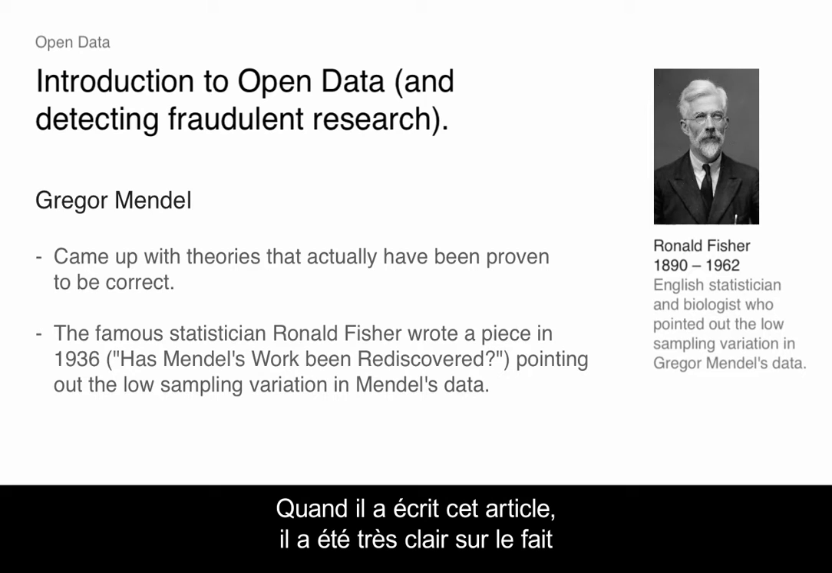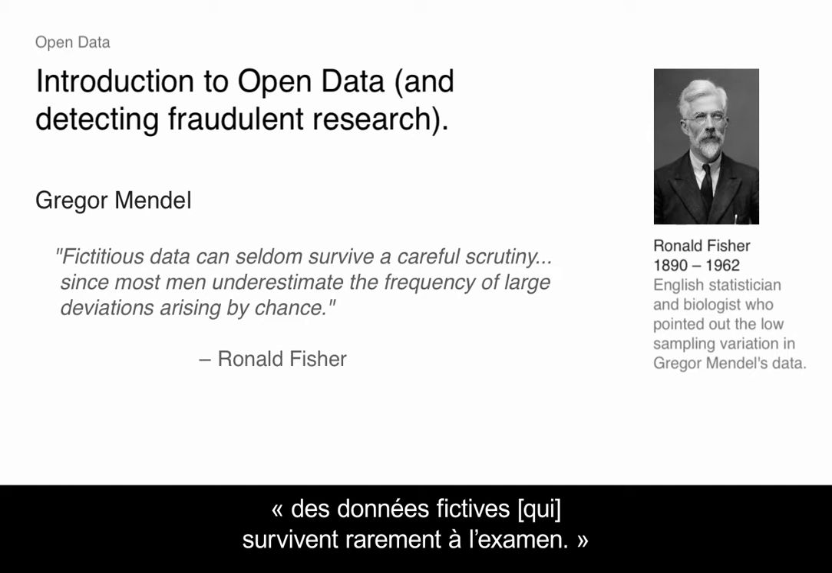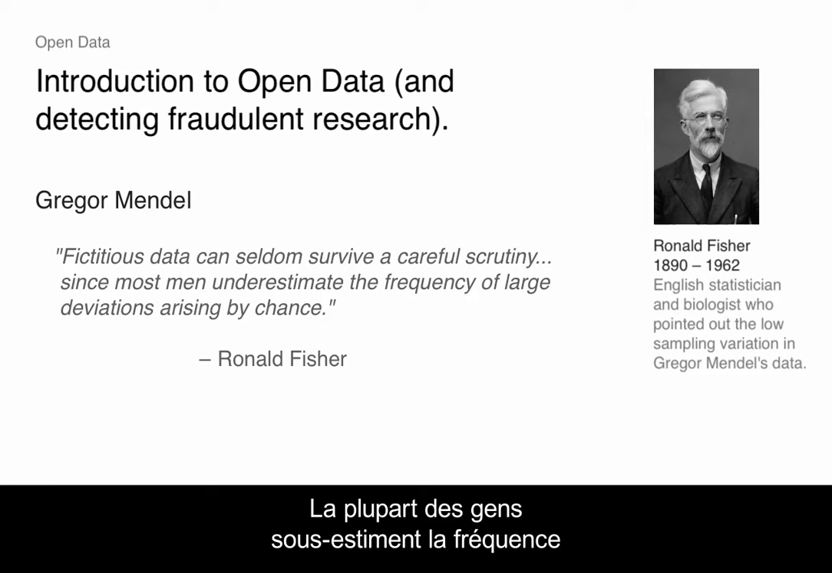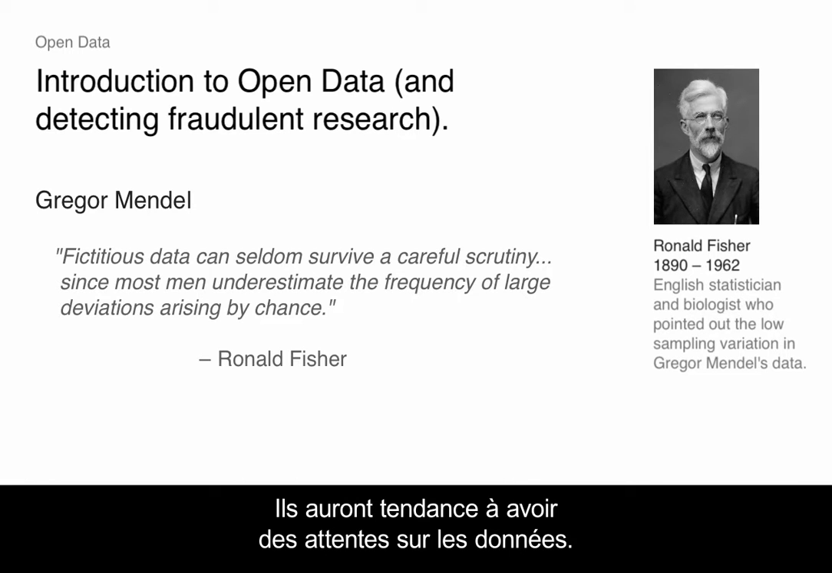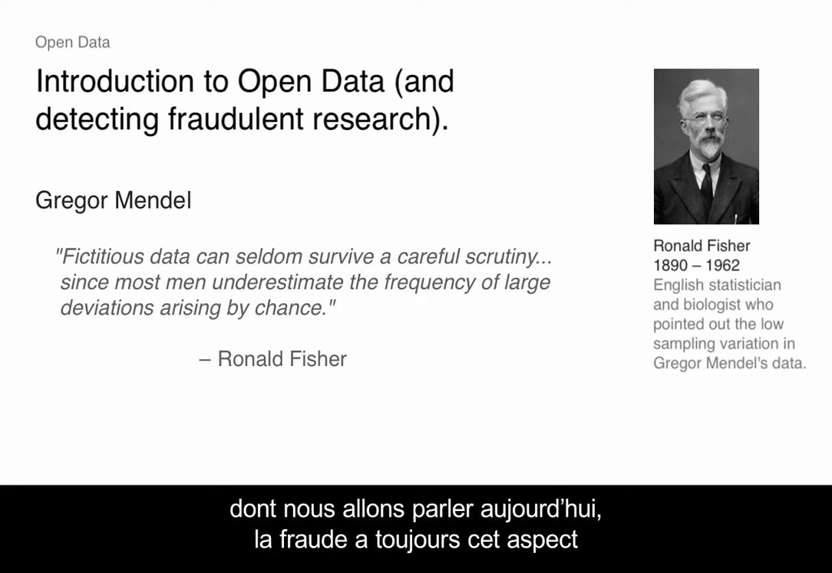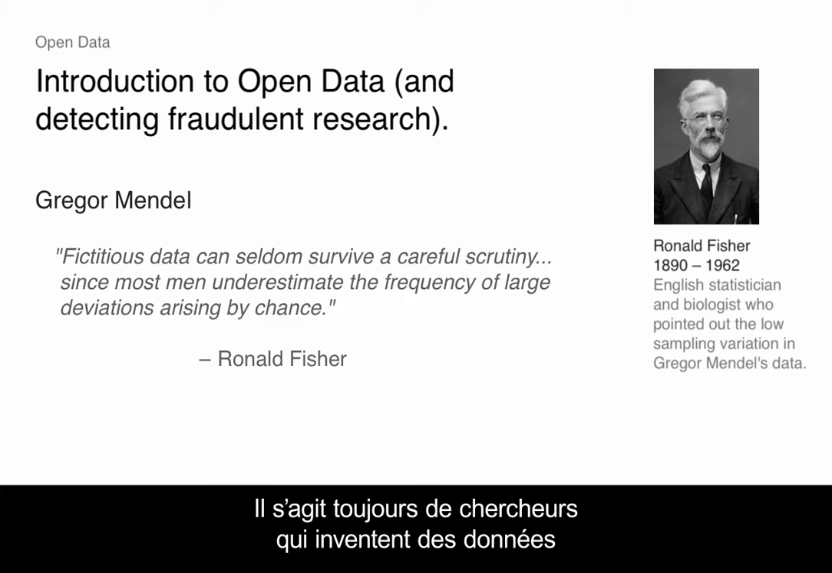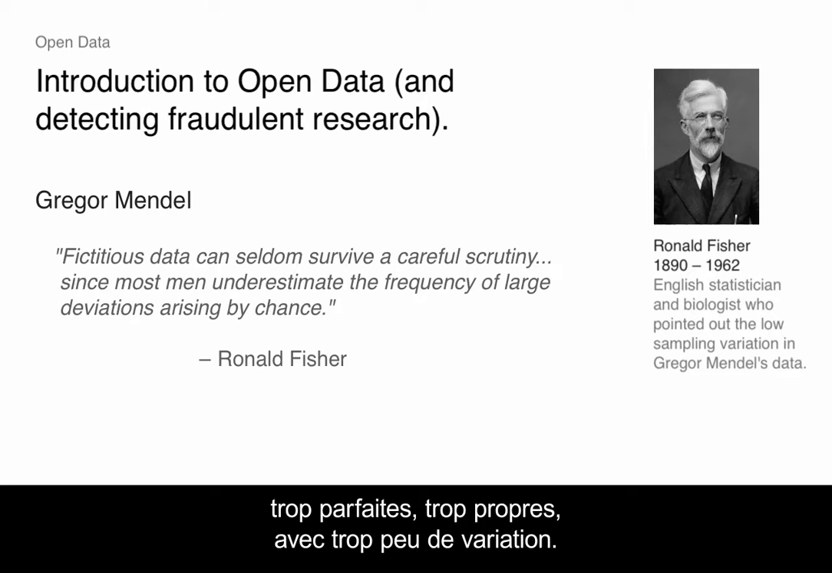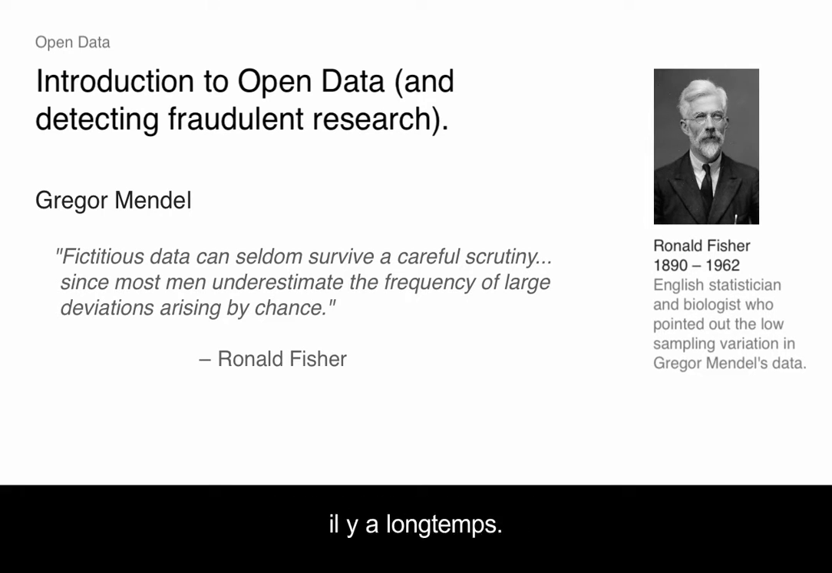So when he wrote up his piece, he was very clear about the fact that he thought it was fictitious data. And he has these great quotes about how fictitious data can seldom survive scrutiny because most people underestimate the frequency of large deviations in data. They're going to kind of tend towards the expectation in the data. And I put this up first because in the multiple cases of fraud we're going to talk about today, fraud always looks like this in the cases that have been discovered. It's always researchers making up data that looks too perfect, too clean, with too little sampling variation. And so this is just an interesting thing that Fisher observed a long time ago.